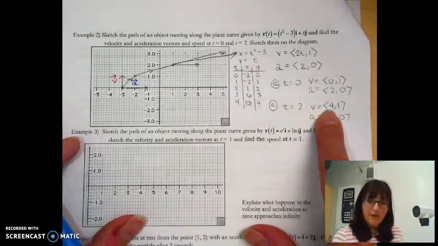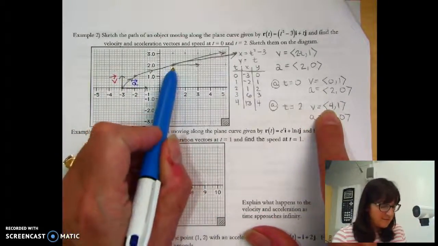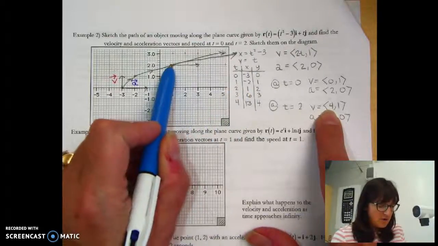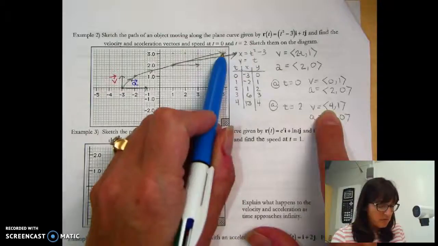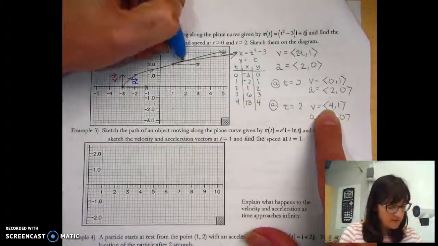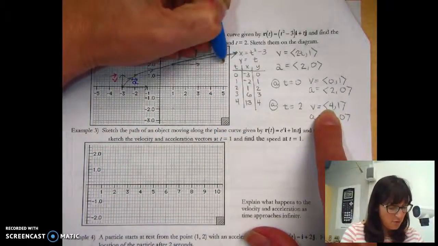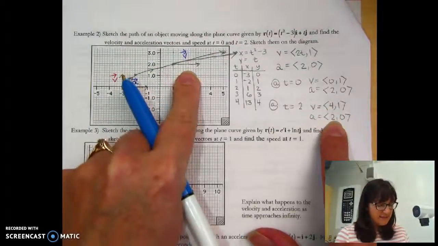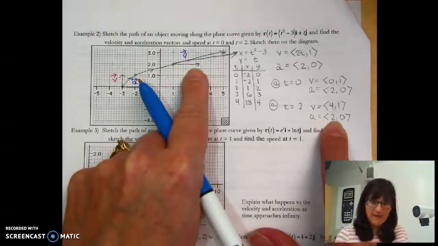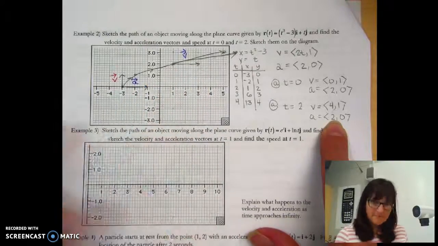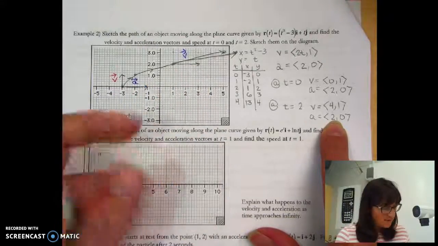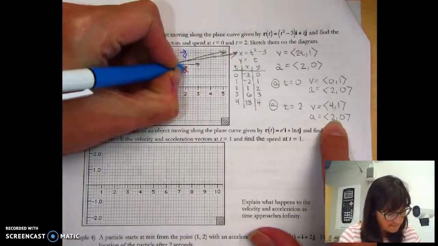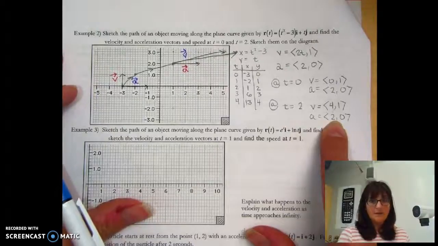And for <4, 1>, if I go to the point when t equals 2, which was (1, 2), right here, I would need to go horizontally 4 and up 1 unit. So there's that velocity vector, over 4 and up 1. And my acceleration vector is the same as it was. Again, it's constant, so it's <2, 0>. Wait, I should have kept my colors right. Oh well. So there's your two vectors.